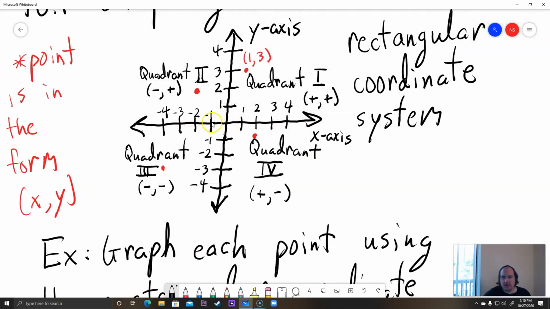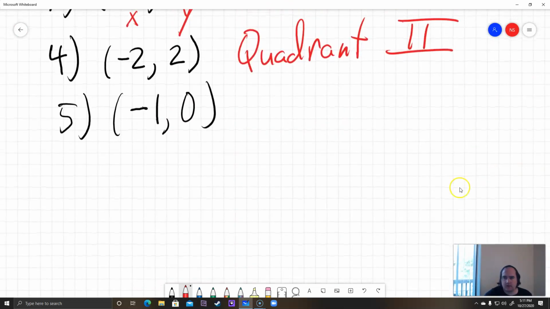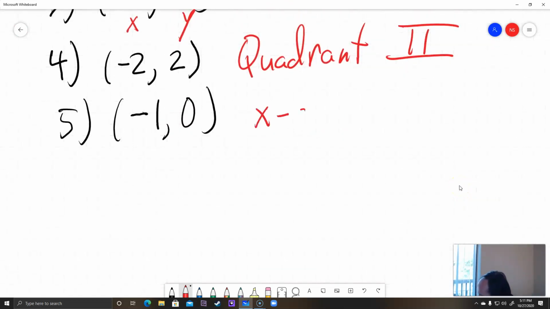Well, for x to be negative 1, that puts us right here on our graph. But since y is 0, that means we're right in the middle. So we don't go up and we don't go down. Because y is 0, that means our point is right here. So negative 1, comma, 0 is going to be right there on our graph. And the thing about this is it's not in quadrant 2 and it's also not in quadrant 3. It's in between. So what it really is, it's on the horizontal axis, which is called the x-axis. Because it's right on that horizontal axis, we say that this point lies on the x-axis.